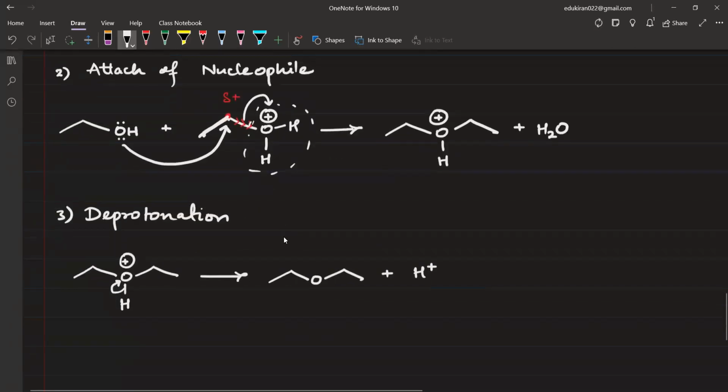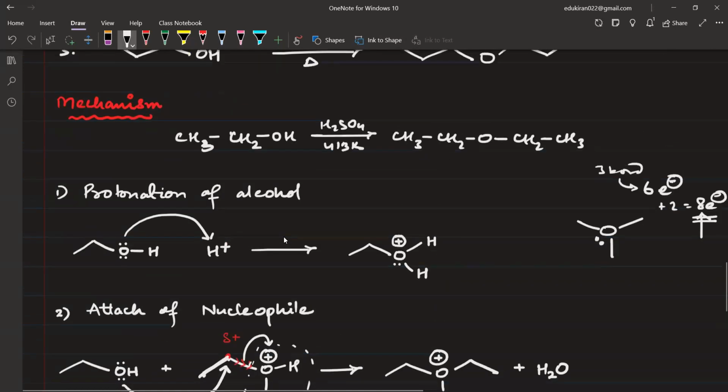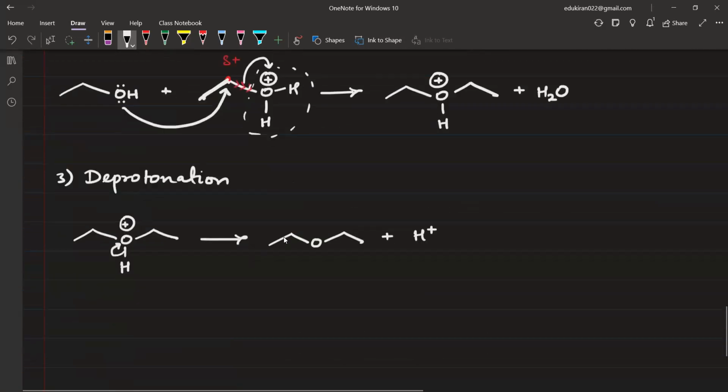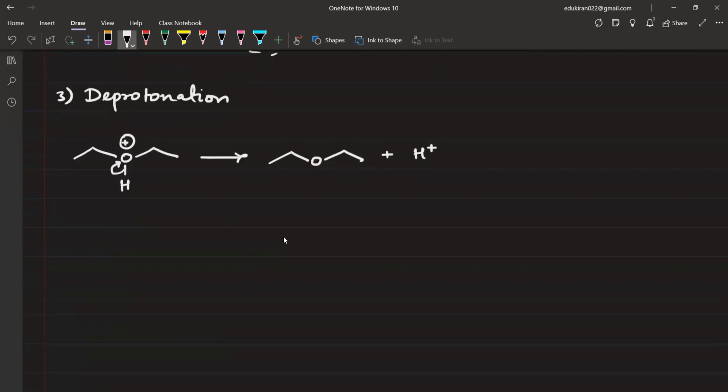But sir, actually what is happening if you ask me? So please see, H2SO4 was present. H2SO4 will split up into H positive and HSO4 negative. This HSO4 negative is going to attack the hydrogen atom. It is one of the possibilities I'm saying.